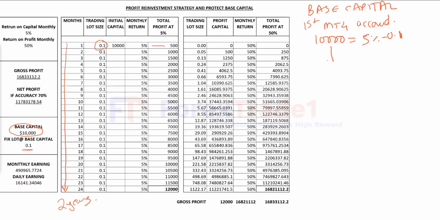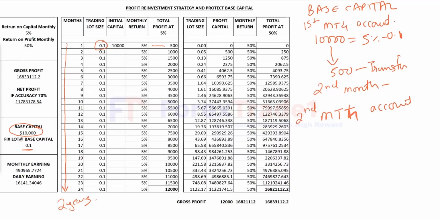Whatever profit you earn in the first month, from the second month onwards we will transfer that profit to your second MT4 account. Keep it in mind, clear it. In the second MT4 account, you will trade with that $500 with a 50% profit return ratio by trading 0.05 lot size. So you will get $250 profit at the end of the second month.